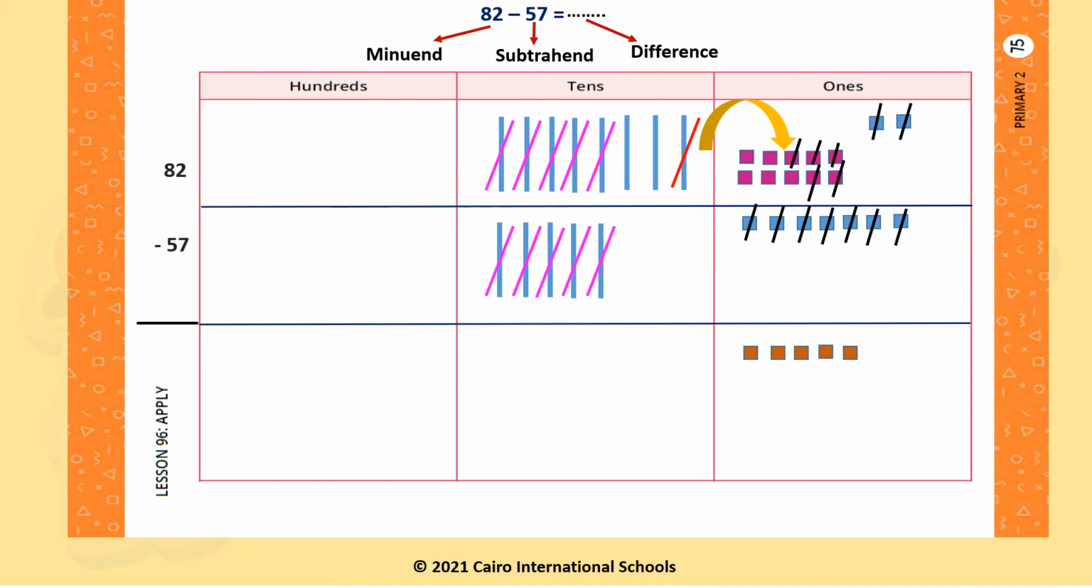7 minus 5 equals what? How many sticks remained? 1, 2. So we will write 2 sticks. Now the result equals to what? 2 in 10s equals 20, and 5 in 1s equals 5. So the result equals 25. 82 minus 57 equals 25.